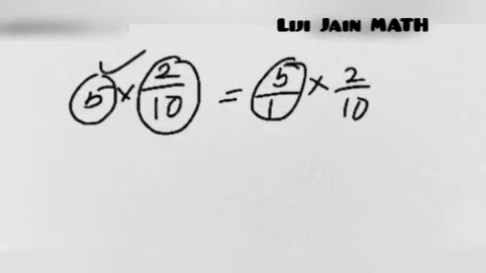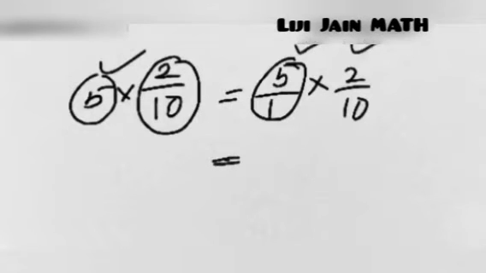That's all. What is the fraction form of 5? 5 by 1 into 2 by 10. Fraction form of 5 is 5 by 1. So 5 by 1 into 2 by 10. Now it has been converted to the product of two fractions. Now can we apply the rule for that? Yes. Now this is the product of two fractions.